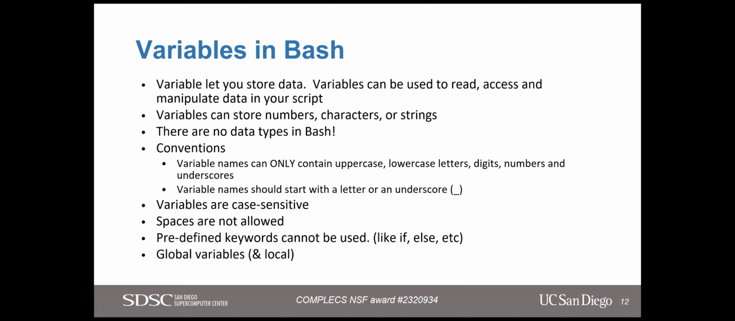There are some general conventions. Variable names can only have uppercase, lowercase, digits, and underscores, and they should always start with a letter or an underscore. They're case sensitive. If you have bob with a lowercase and Bob with an uppercase, they are two very distinct variables.